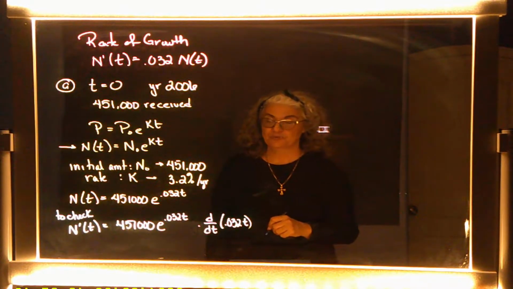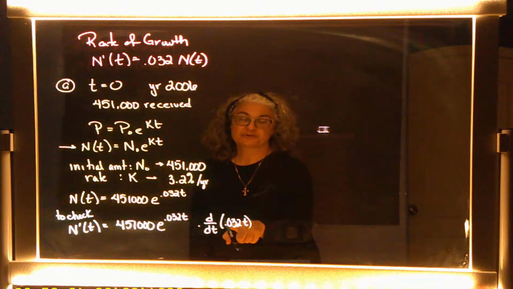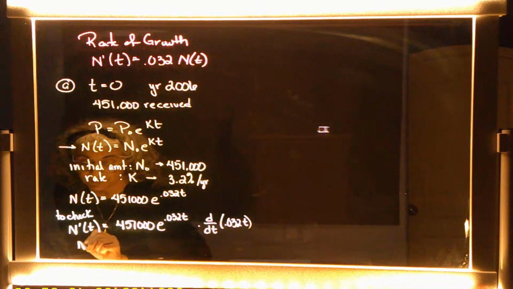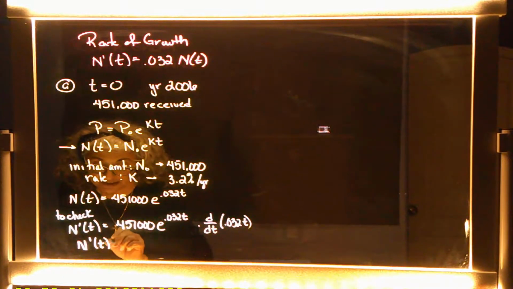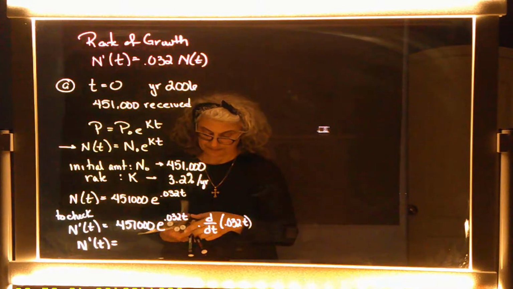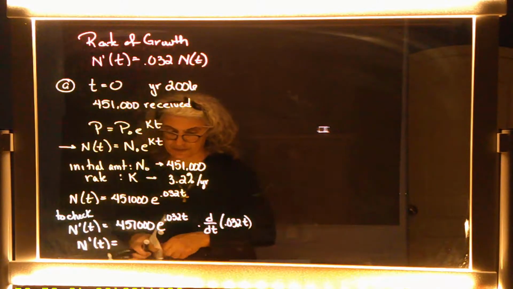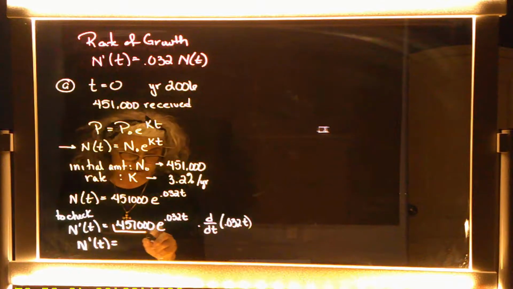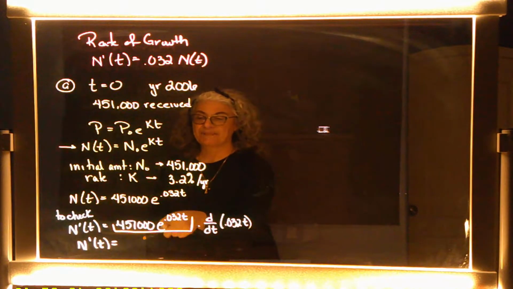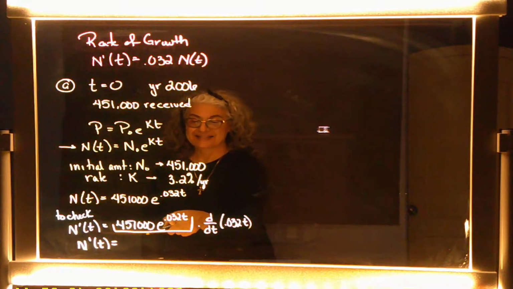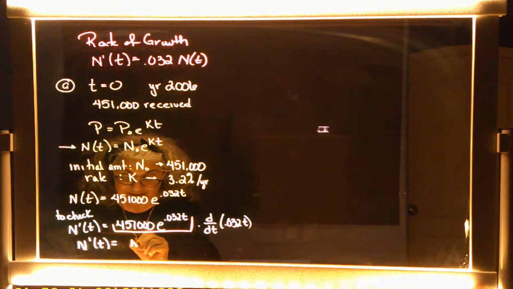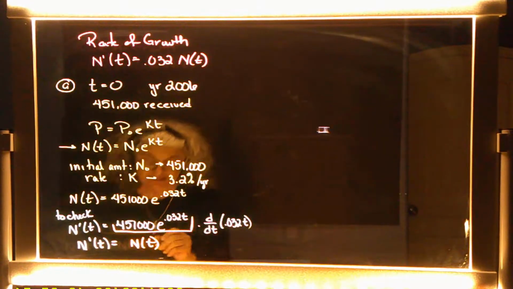Right? Okay, so what's the derivative of 0.032t? Yeah, just 0.032. So this derivative, if I take a look at it, this first part right here, what can I represent that by? Yeah, isn't this just the n of t? Good. So I could actually just write that first part as n of t.